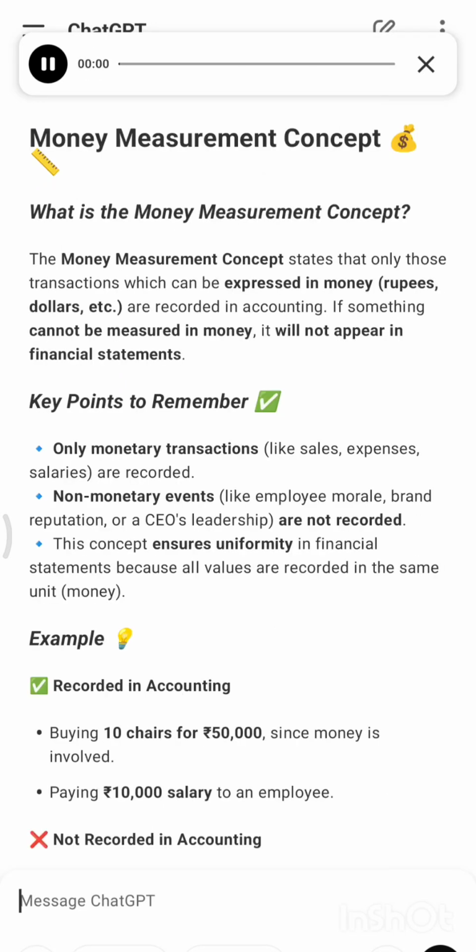Money measurement concept. What is the money measurement concept? The money measurement concept states that only those transactions which can be expressed in money, rupees, dollars, etc., are recorded in accounting. If something cannot be measured in money, it will not appear in financial statements.